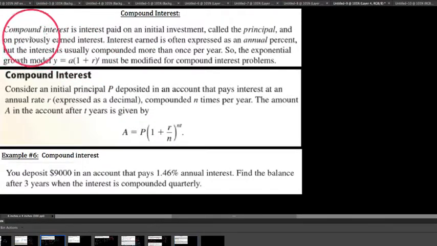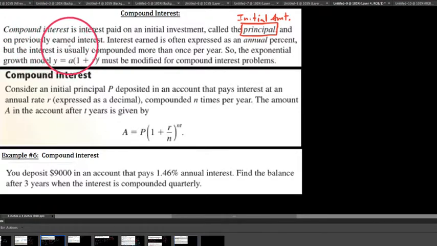So this says here that compound interest is interest paid on an initial investment. And we're going to refer to this initial investment as the principal amount here. And so we'd say that this is our initial amount, okay, is how I want to refer to it. But in terms of an investment, it's our initial investment. We say that interest paid on an initial investment, called the principal, and on previously earned interest, this is what we refer to as compound interest.